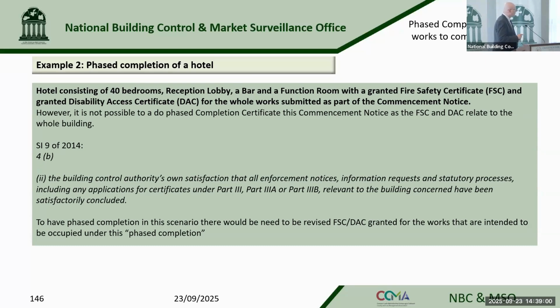So in that case, the phase completion scenario, if you wanted to phase it, you'd have to look for a revised fire cert or DAC to identify the areas that you wished to inhabit or occupy, and then you would have to get a secondary or tertiary one to occupy the areas that were not covered by the FSC. But if it's one building, one fire cert, the CCC is for the whole building. And again, you must have the granted fire cert to occupy.